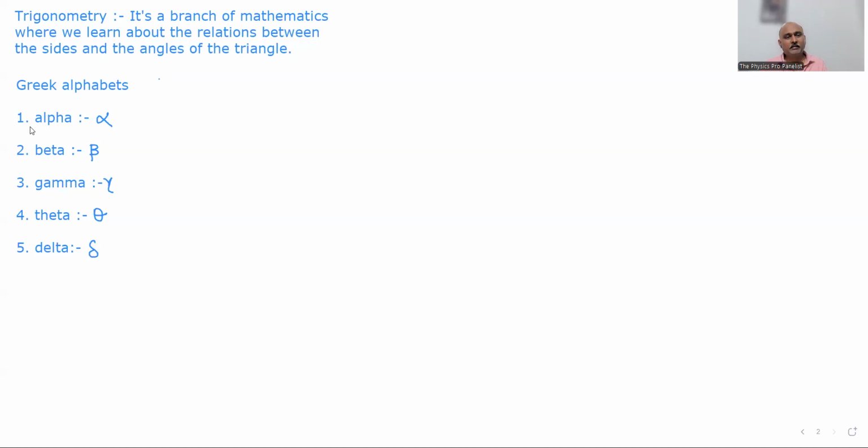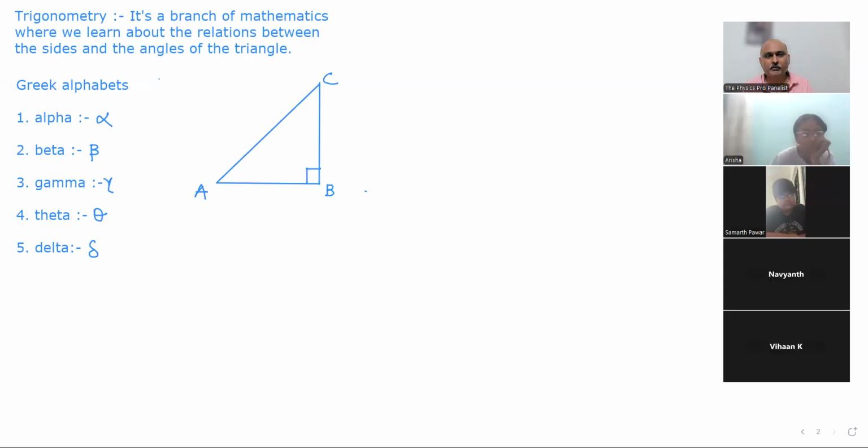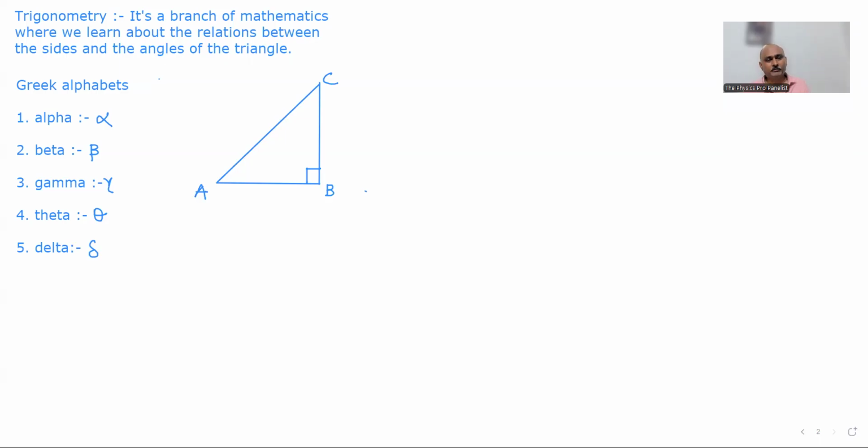So these are some of the Greek alphabets which we will be using as symbols. Now, the triangle in today's session which we will be discussing is a right-angled triangle. As one of you said, it's about a triangle. So a right-angled triangle is what we will be dealing with in today's session. This is A, this is B, this is C. Now, please pay attention. Don't make notes right now. I'll give you time to make notes. But meanwhile, please pay attention. So suppose I write this angle of the triangle as theta.